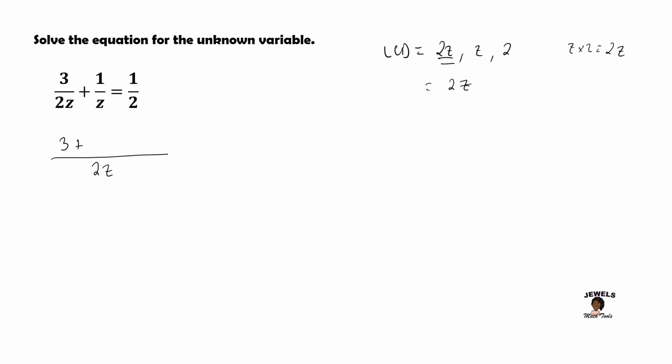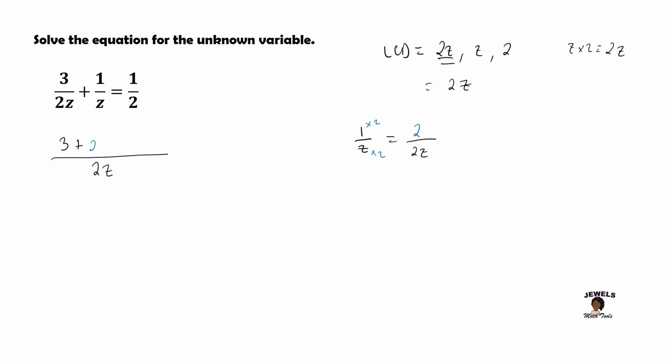Now let's look at our next fraction. We have 1 over z, and again we are changing this to its equivalent form where it is 2z. And remember that like we did with our working in the corner where we multiply z times 2 to get 2z, I'm also going to be multiplying this z times 2, and then that means my 1 will also be multiplied by 2, which will equal 2.